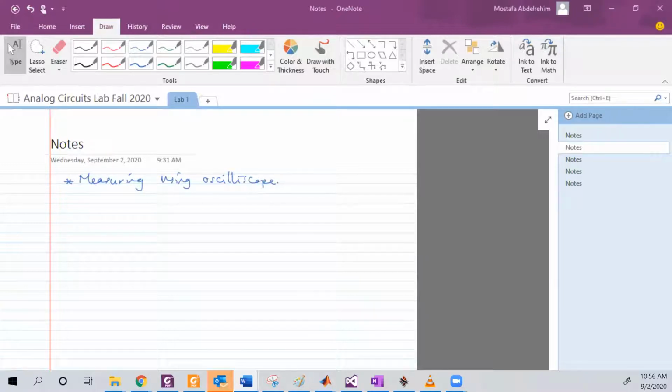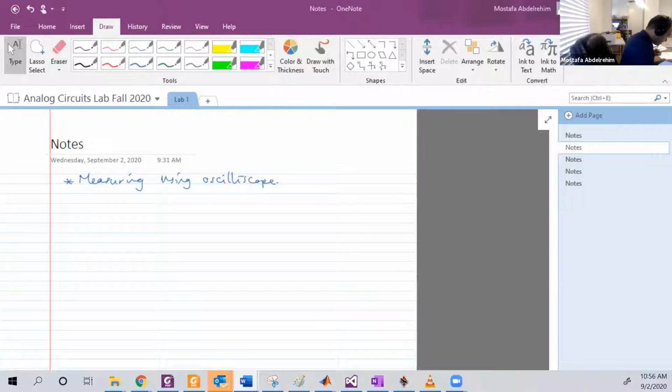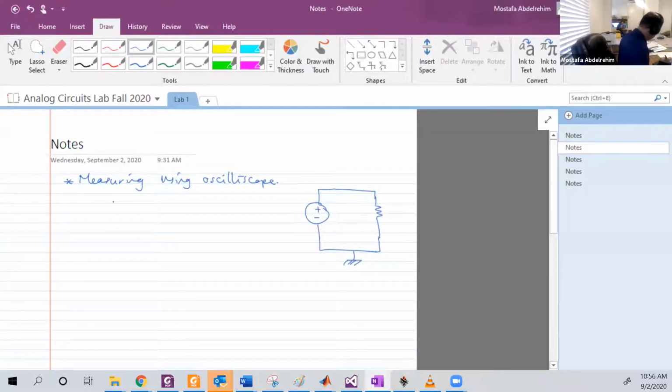Good, good. So how do we measure the characteristics using an oscilloscope? Basically, this is the circuit we have. We have a resistor and a voltage source. We're gonna change the voltage and see the current. And we know from Ohm's law, it should be something like this.